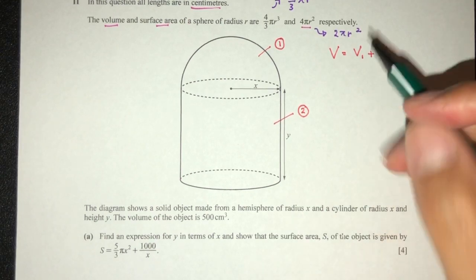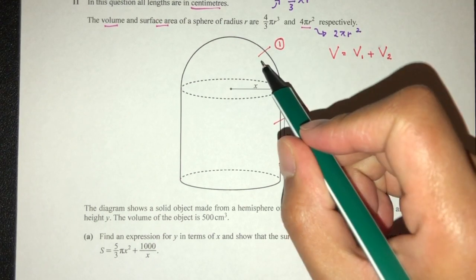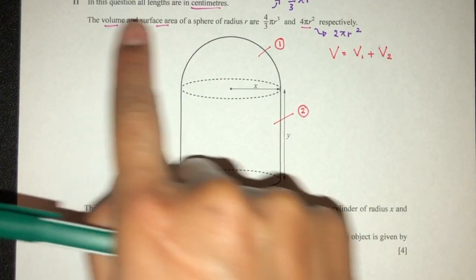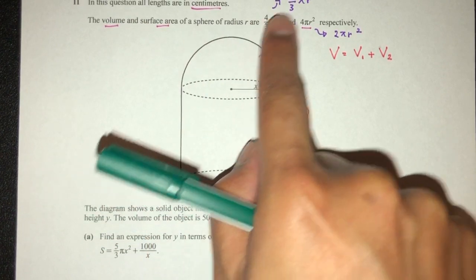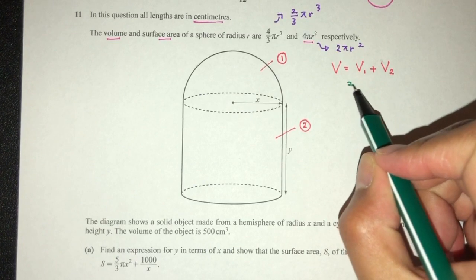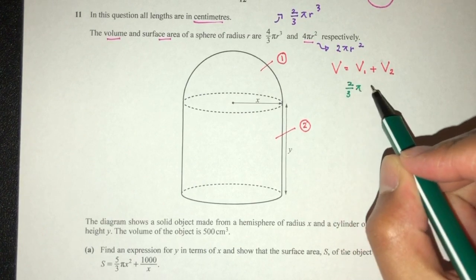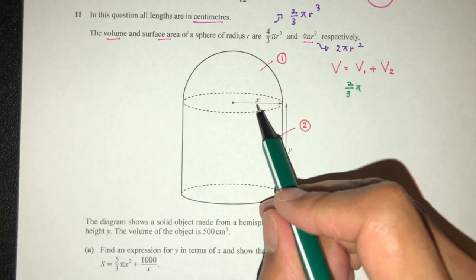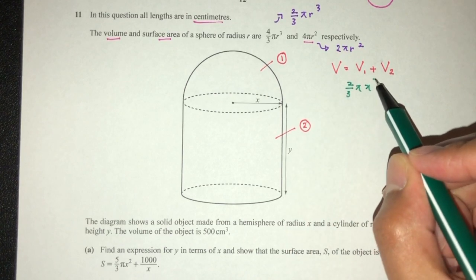Now one by one. So how would you find volume of number 1? As we can see here, the volume of a sphere is this one, hemisphere will be this one. So we use this formula right here. That will be 2 over 3 pi r cube. Now r is radius, here we have radius as x, that will be x cube.